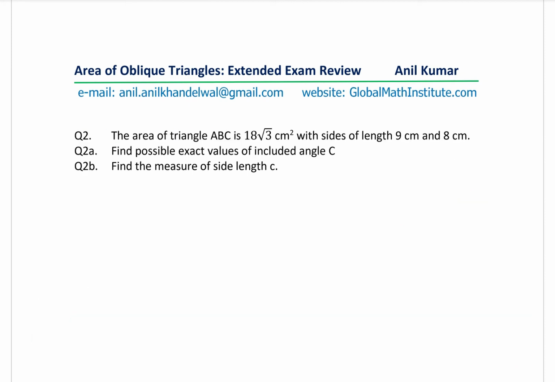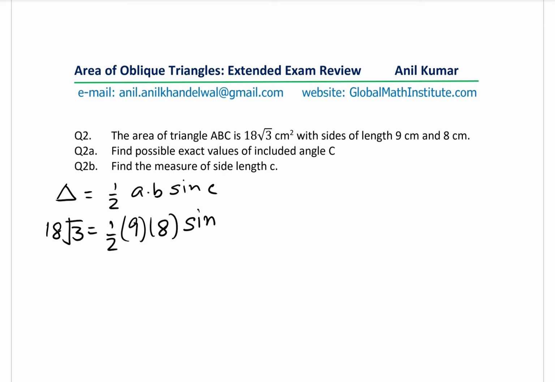Now here is another example where we have taken exact numbers. So square root 3 reminds you of a 30, 60, 90 triangle, correct? So the question here is, the area of a triangle ABC is 18 square root 3. So let me write this triangle area as half AB sine C. And this is given to us as 18 square root 3. So the area of the triangle with side lengths 9 and 8. So I'm replacing this with 9 and 8, and we'll find what sine C is. Does that make sense to you, right? We just use the straight formula.